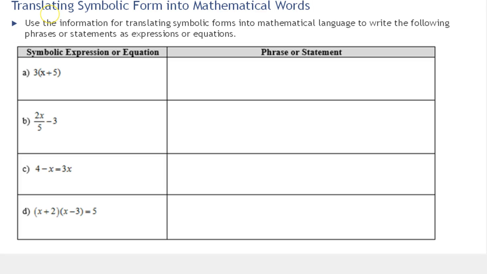In this video, we're going to learn how to translate symbolic forms into mathematical words. So basically, we're going to work in the reverse direction compared to how we did in the last video. In the last video, we were given phrases or statements, and we wrote the corresponding expression or equation. Here, as you can see, we're given symbolic expressions or equations, and we want to write them as phrases or statements. Okay? So there's definitely more than one way to do these.